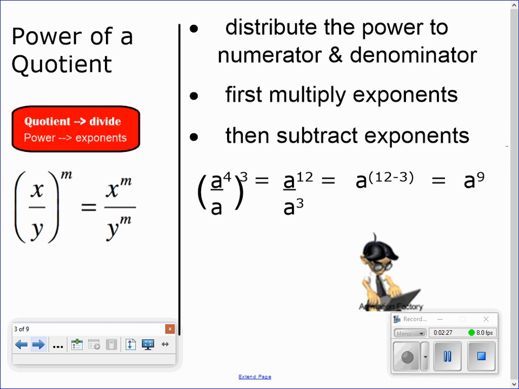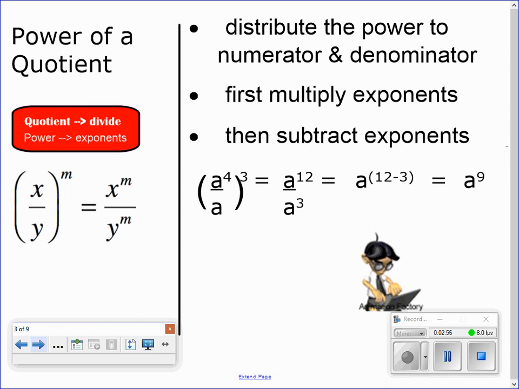Now, we do have some cases where we don't always start off with the quotient of powers. We might start off with something known as the power of a quotient. This is when you take a division problem, such as a fraction, and you raise that fraction to a power. What this tells us to do is distribute the power to both the numerator and the denominator, multiply your exponents that are there, and then apply the quotient of powers rule. So then subtract the exponents after that.